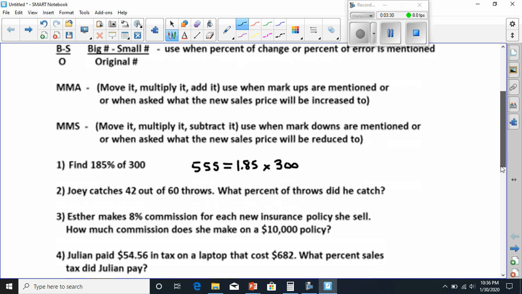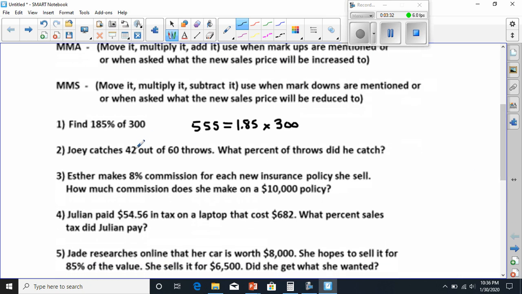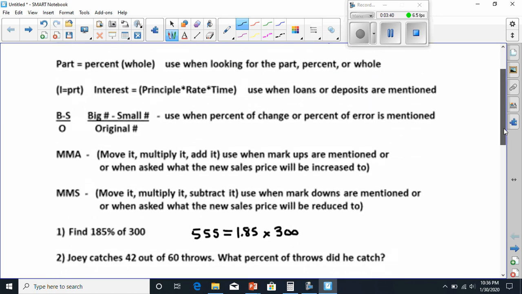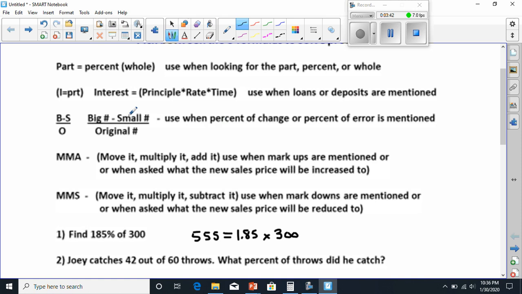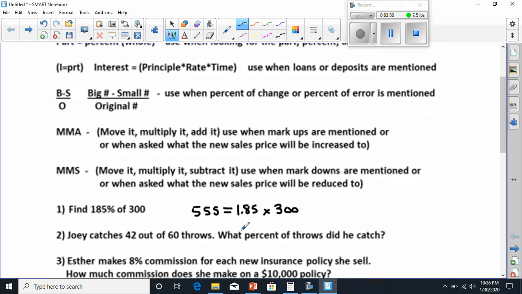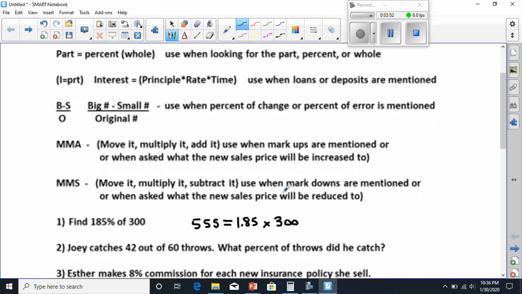Next, number 2 says Joey catches 42 out of 60 throws. What percent of throws did he catch? Well, it gave us 2 numbers. Automatically, some might think we're going to go to big number minus small number, but we only use this when we're looking for a percent of change or a percent of error. We're not doing that here. We're looking for what percent of throws did he catch.